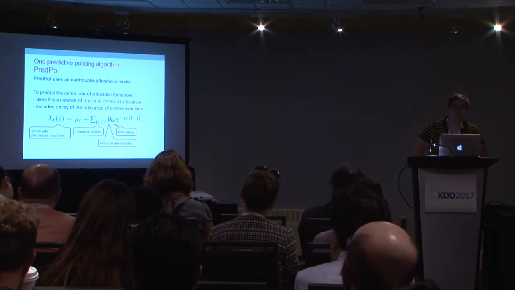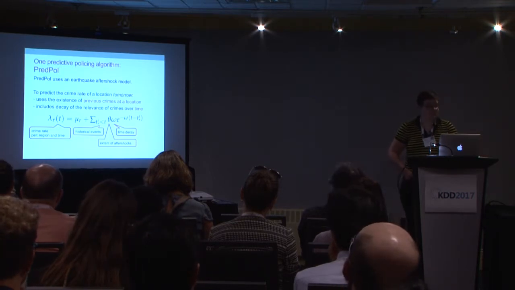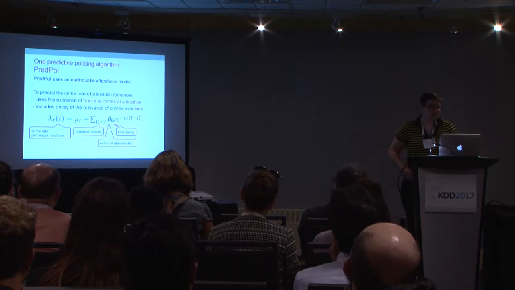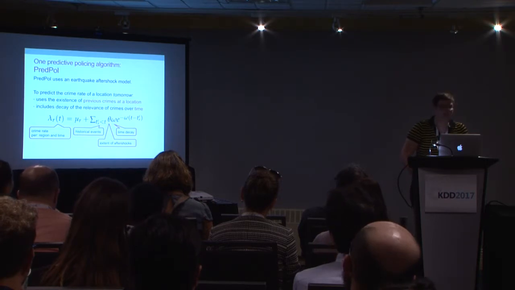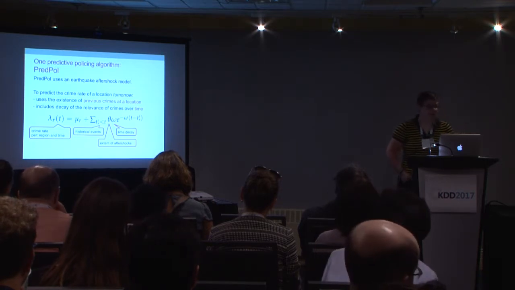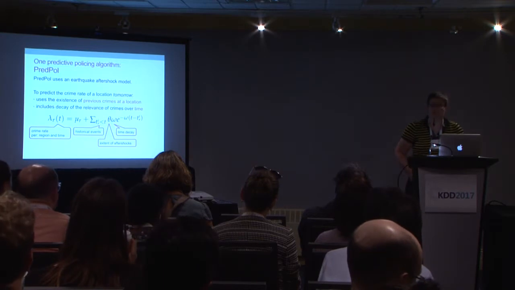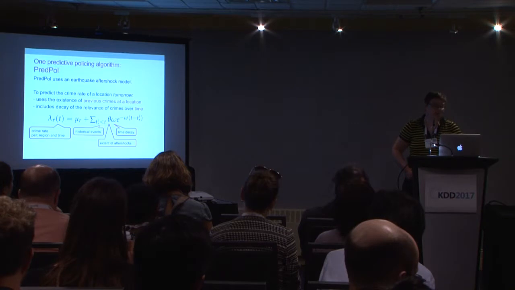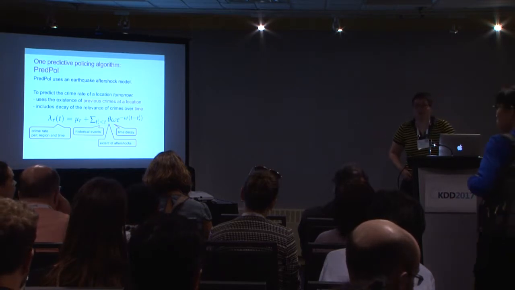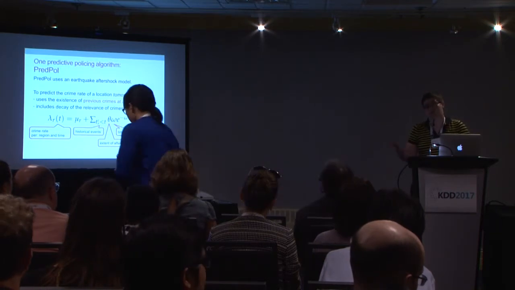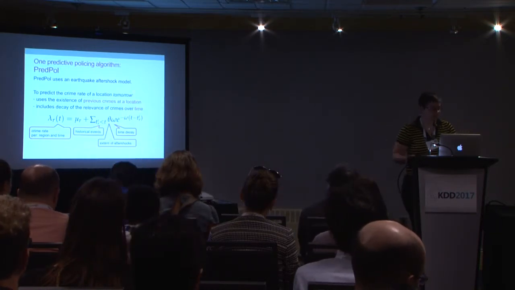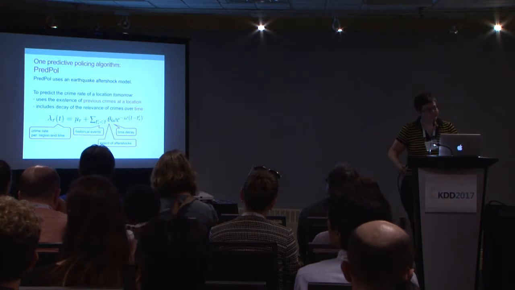This is also an algorithm that we'll be using throughout the rest of this paper. One predictive policing algorithm is PredPol. This is used in LA and some other large cities in the US. And they describe it as an earthquake aftershock model. So lambda_R(t) is the underlying true crime rate for some region at some time. So you're trying to predict, is there crime in some neighborhood tomorrow?